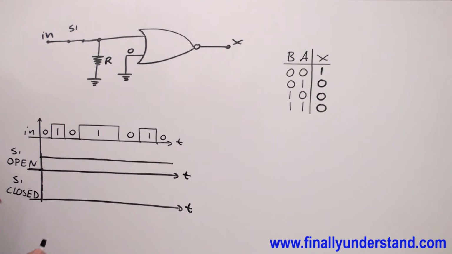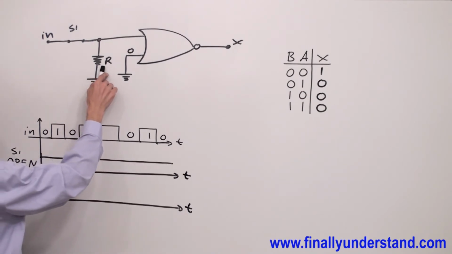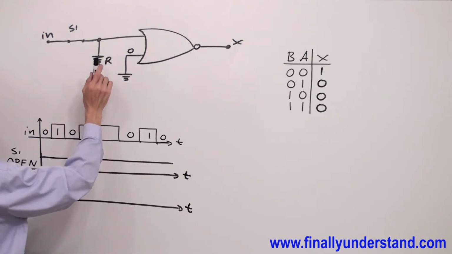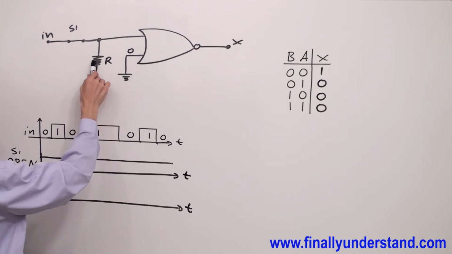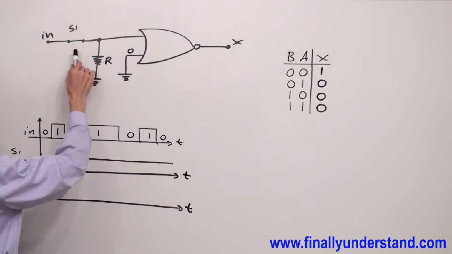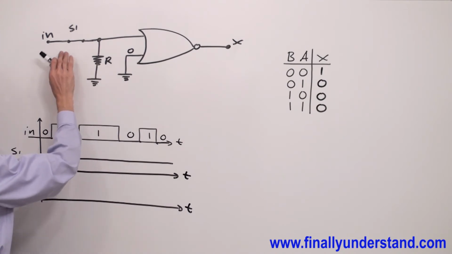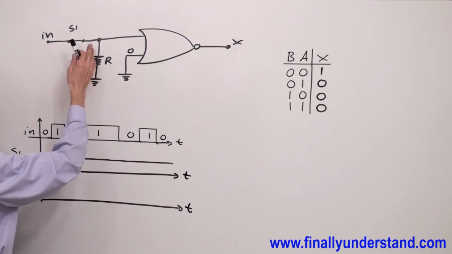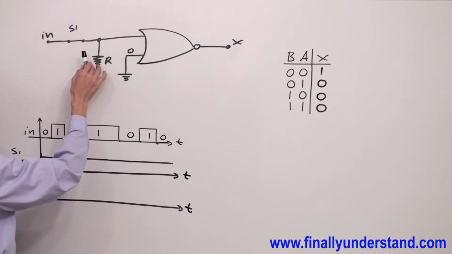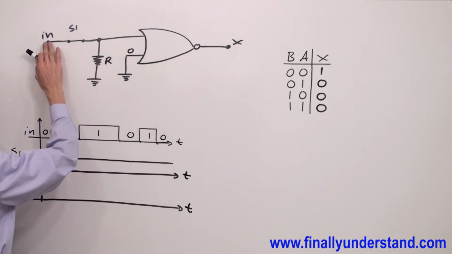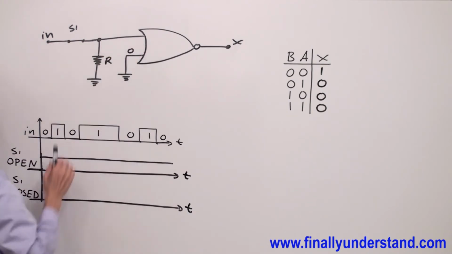Please notice that we need the pull down resistor in order to protect the circuit from a short. So this resistor is just making sure that if you apply the input signal, you are not going to short that signal to ground. So with this resistor, you can safely plug the input signal into the gate.